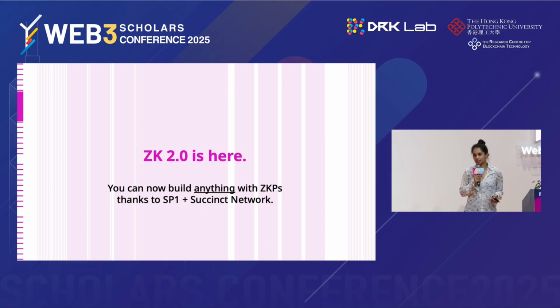So the moral of the story is, overall, ZK 2.0 is here. With SP1 and our network, you can now build anything with zero-knowledge proofs. And I think it's going to be a big theme of blockchain scaling in the upcoming years, very obviously, but also a lot of exciting applications outside of just blockchains for verifiability.